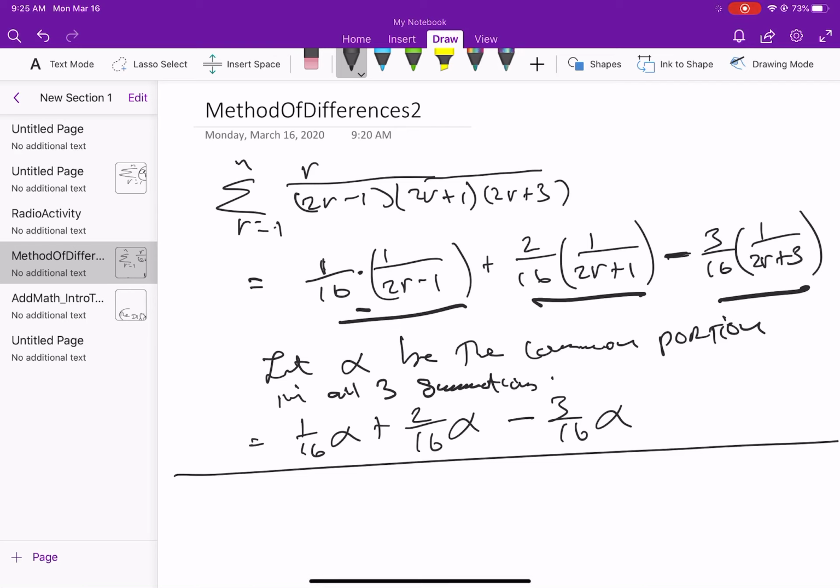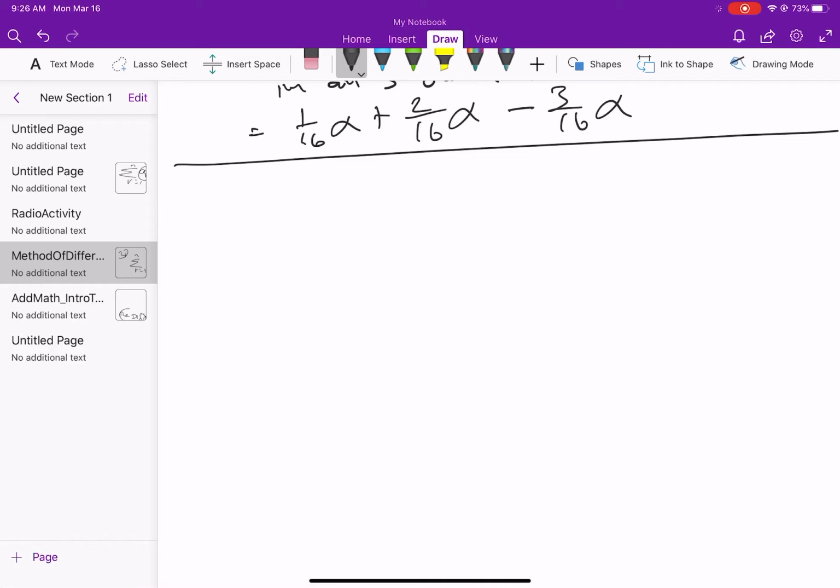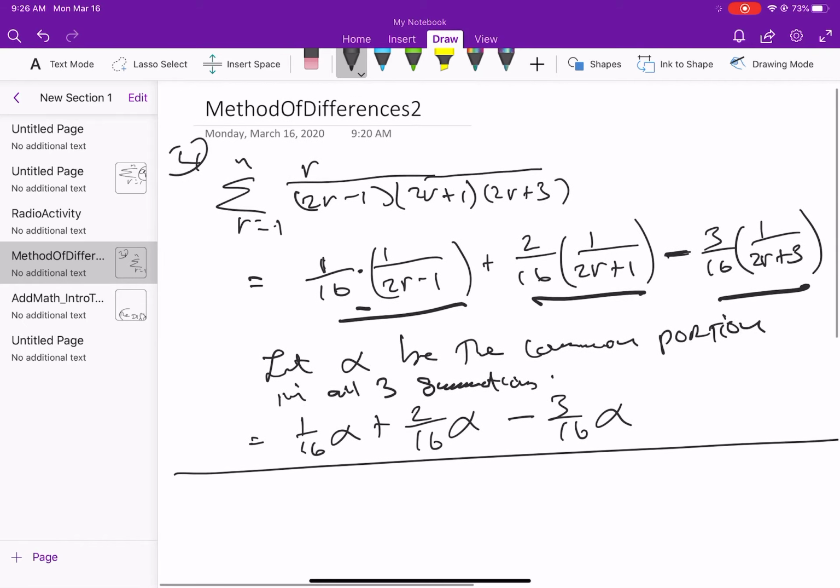So this is number 4 from the worksheet. You do most of the work on that. You should be good enough at your partial fractions to be able to get it into that format.